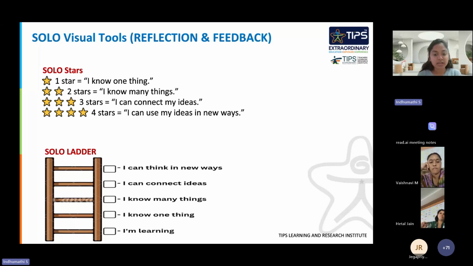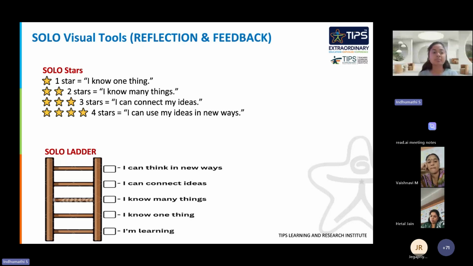Children think better when the learning is seen, touched, and talked about. So we have these SOLO visual tools. SOLO visual tools show their journey of thinking. If you look at the first one, these are the SOLO stars. One star: I know one thing. Two stars: I know many things. Three stars: I can connect my ideas. And four stars: I can use my ideas in new ways.